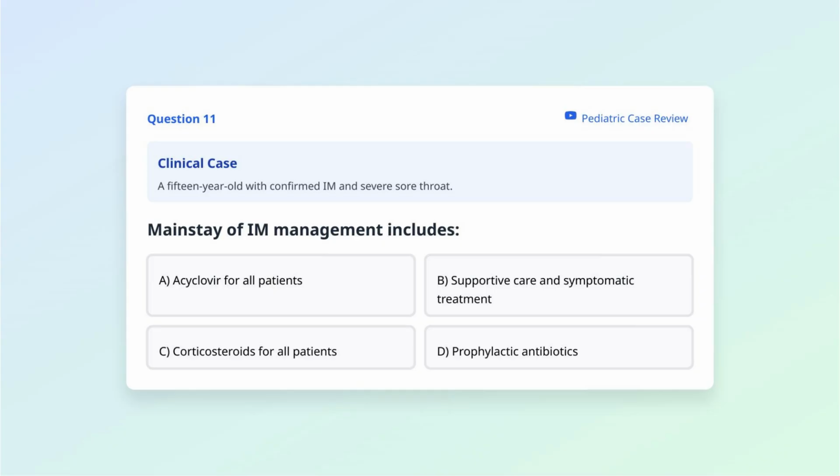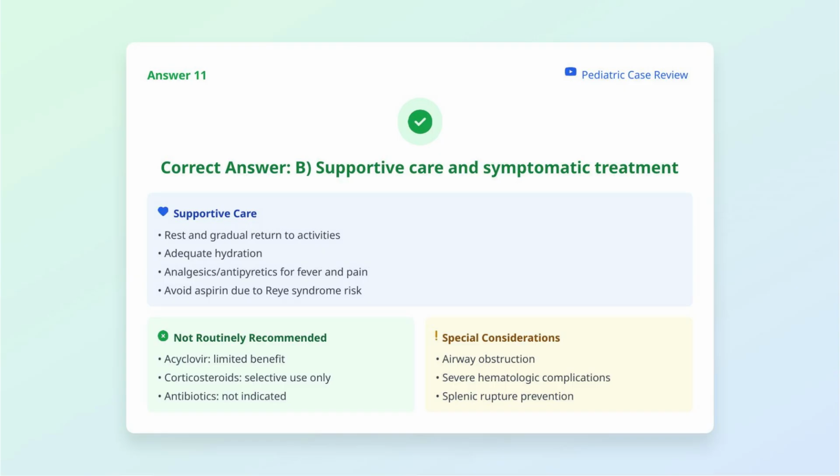Is it A, acyclovir for all patients, B, supportive care and symptomatic treatment, C, corticosteroids for all patients, or D, prophylactic antibiotics? Understanding the appropriate management approach is essential for providing optimal care to patients with this condition. The correct answer is B, supportive care and symptomatic treatment.